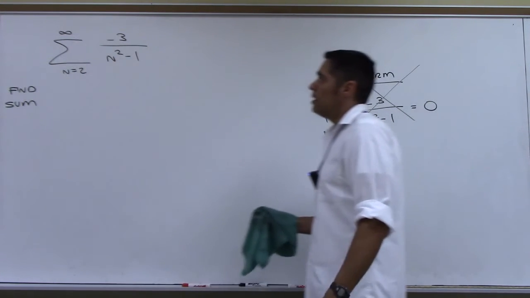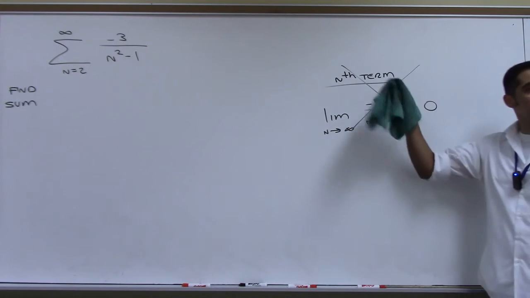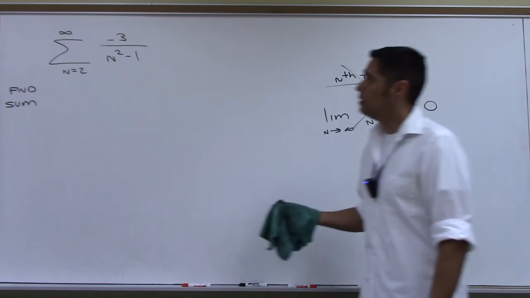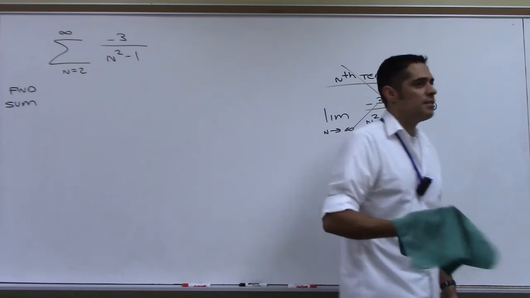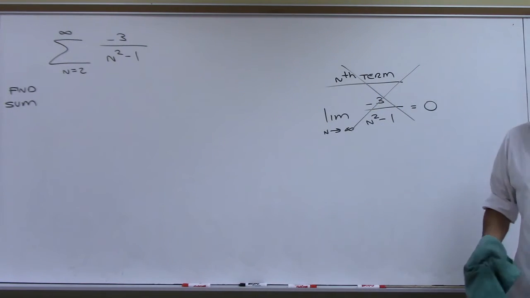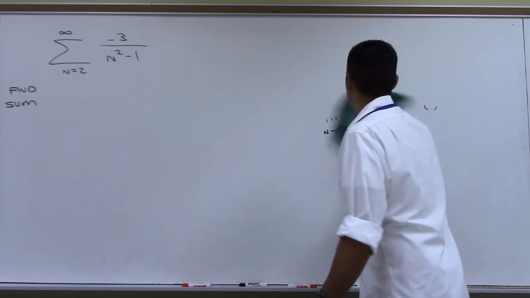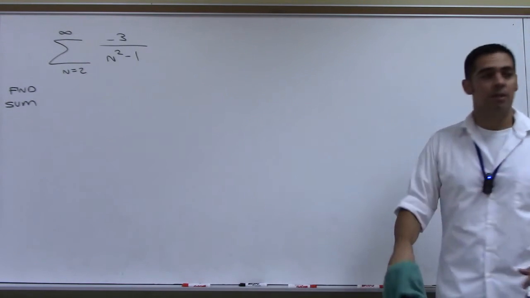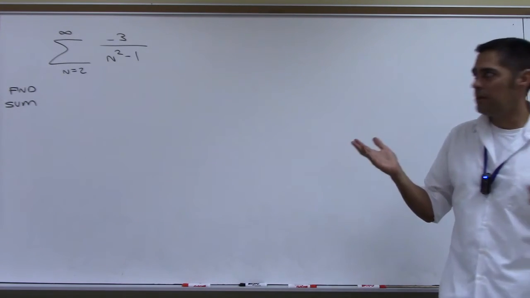All right, so is it geometric? No, because n's not in the exponent. Is it harmonic? It's a constant over a quadratic. That's not a harmonic, right? So maybe what you would do next is write out some of these terms to see if I can get some cancellation. That's what you might think.